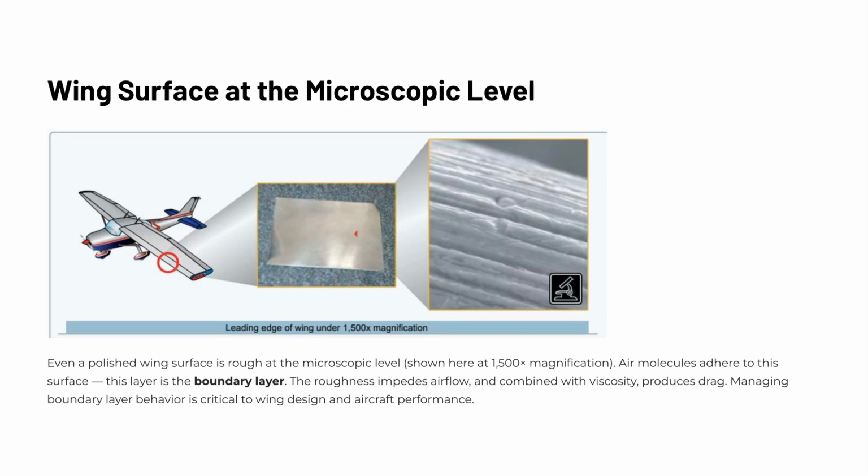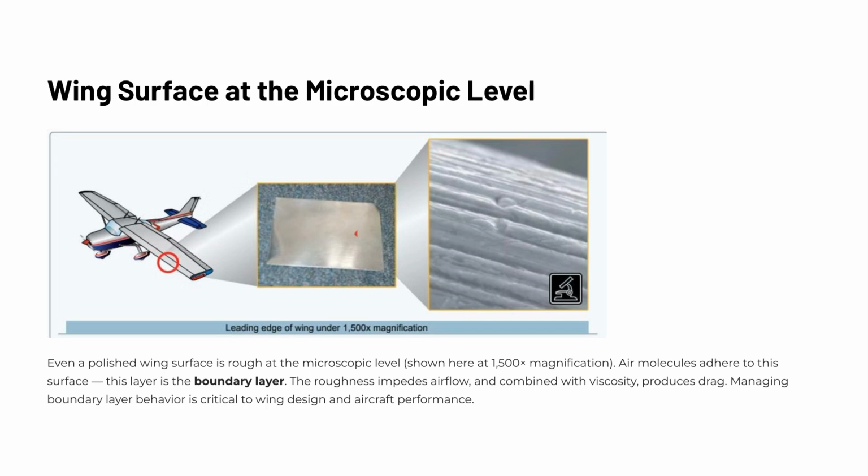When we examine a wing surface under high magnification, in this case 1,500 times, what appears smooth and polished to the naked eye reveals itself to be a complex landscape of peaks and valleys at the microscopic level. This is an important concept to grasp because it fundamentally shapes how air interacts with the wing. Air molecules in contact with this rough surface adhere to it, forming what we call the boundary layer. This thin region of air immediately adjacent to the wing surface is where viscosity and surface roughness combine to create a significant source of drag.